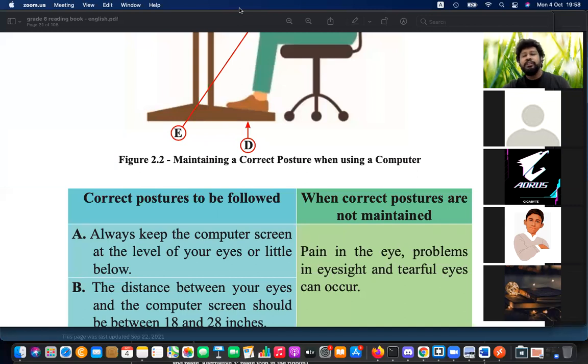If you are doing that, please practice that. There are exercises. Blink your eyes like this.